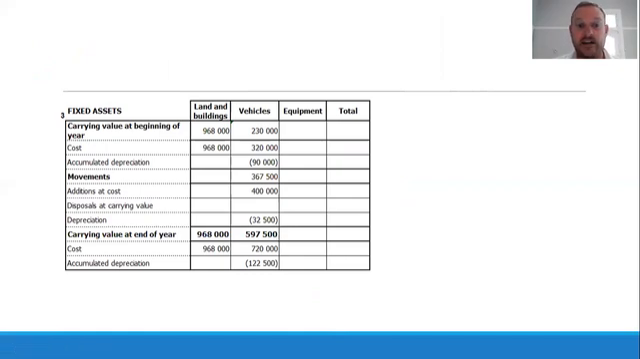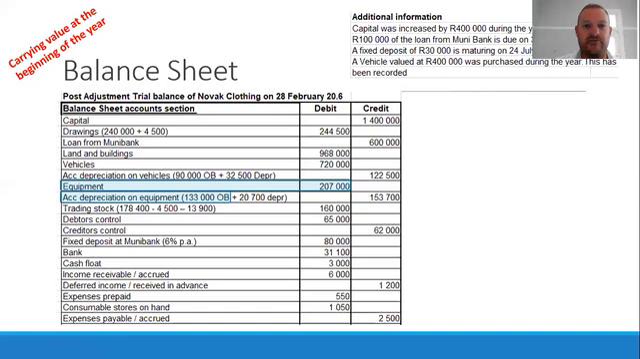What you can see here, guys, if we work from the bottom, if we take 720,000 minus 122,500, we get the carrying value at the end of the year. If you work from the top coming down, you also get the same figure. So if you go 230,000 plus the 367,500, you also get the carrying value at the end of the year of 597,500 Rand. So that is the vehicles component of the fixed asset note.